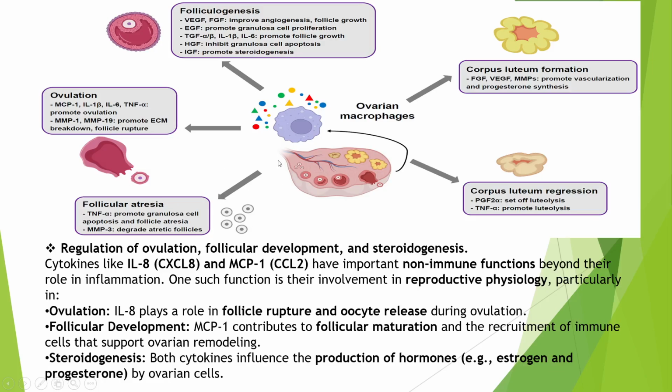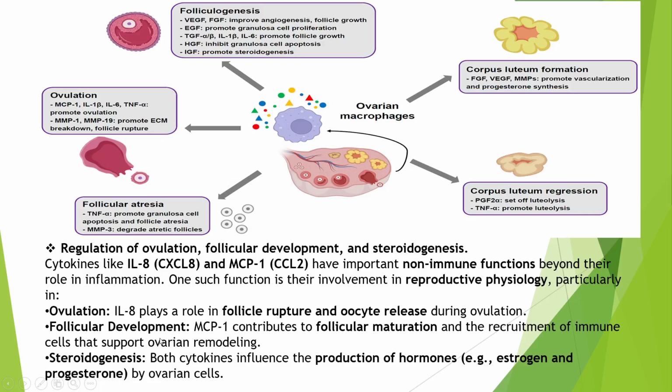So you can see here your macrophages or any immune cells which release your IL-8 and MCP-1, how they help in the ovulation and follicular development at different stages. So in your ovulation, you have your MCP-1 also, you have your IL-1 beta, IL-6, TNF alpha, other than your IL-8. And then you also have your follicular atresia, where TNF alpha promotes your granulosa cell apoptosis and follicular atresia, and then MMP3 degrades the follicles.